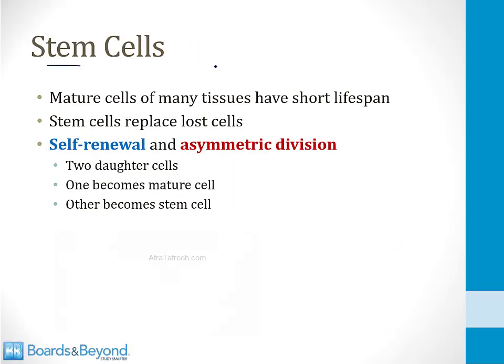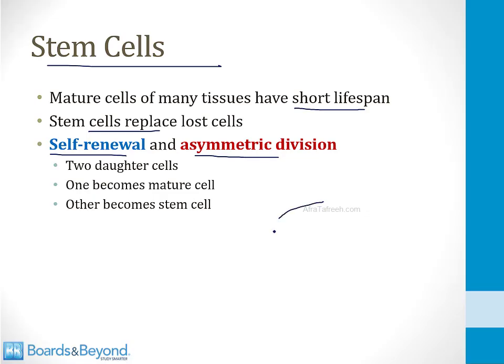Let's talk a little bit about stem cells. The mature cells in many tissue beds have a short lifespan, and the way the body deals with this is by having a subset of cells called stem cells that can replace the lost cells. And all stem cells have two abilities. The first is called self-renewal, and the second is called asymmetric division.